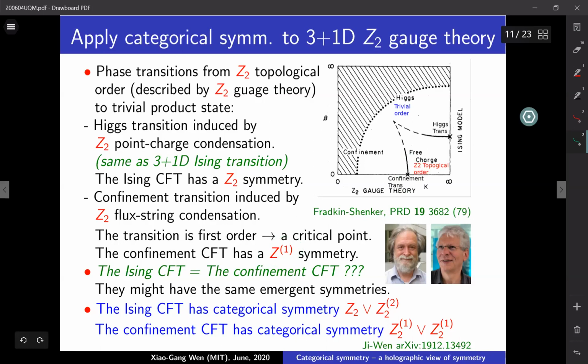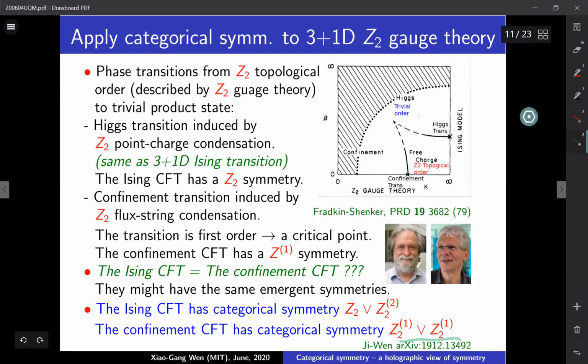Okay. So usually the Higgs transition has the Z2 symmetry in the traditional picture, and the confinement transition should have a Z2-1 symmetry. But if you include the dual symmetry, we will see that these two critical points really have a different categorical symmetry. One is Z2 times Z2-2, and the other is Z2-1 and Z2-1. So this may be a more formal way to argue that these two critical points, from the confinement transition and from the Higgs transition, are really different.